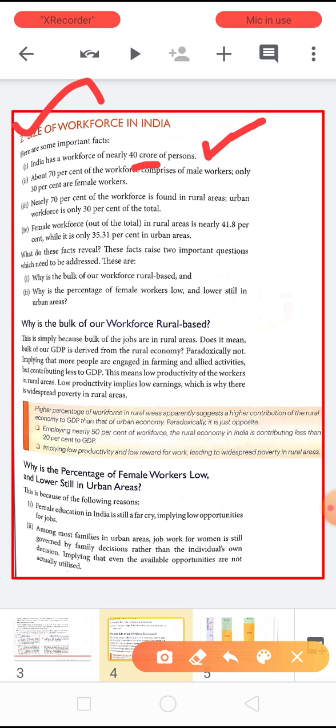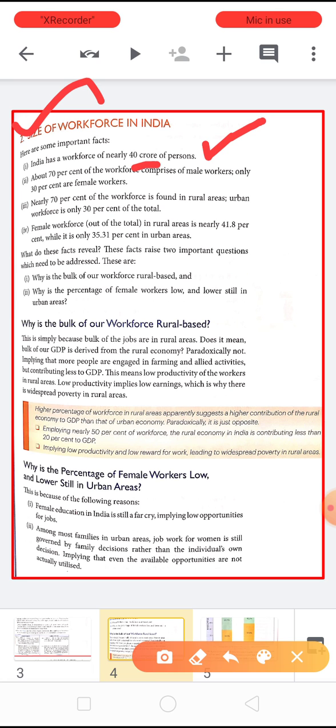Now, why is the bulk of our workforce rural based? What is the reason behind it? Children, the simple reason is that the bulk of the jobs are found in rural areas. The bulk of our GDP is derived from the rural economy. As you all must know, India's economy is an agricultural economy, which implies that more people are engaged in farming and allied activities but contribute less to GDP. This means low productivity of workers in rural areas, and low productivity implies low earnings, which is why there is widespread poverty across rural areas.